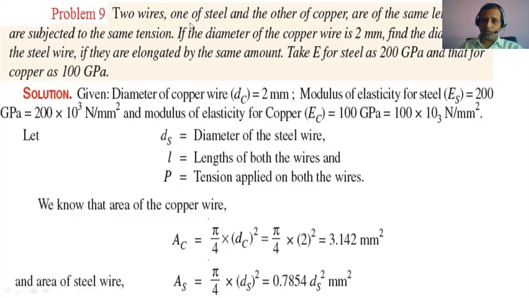Two wires, one of steel and the other of copper, are of the same length and are subjected to the same tension. Same tension means load, same load.